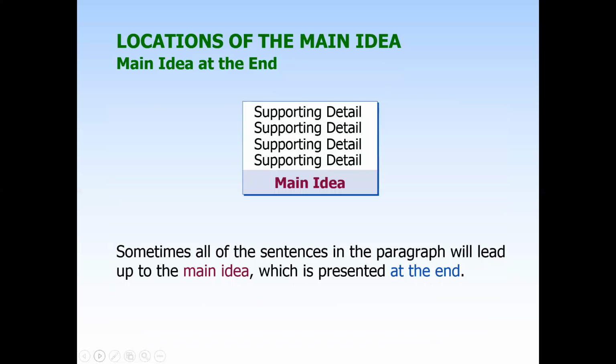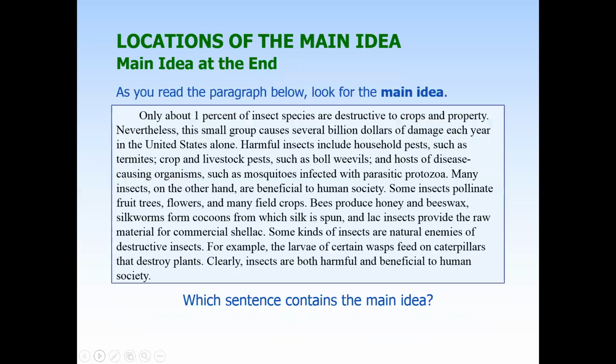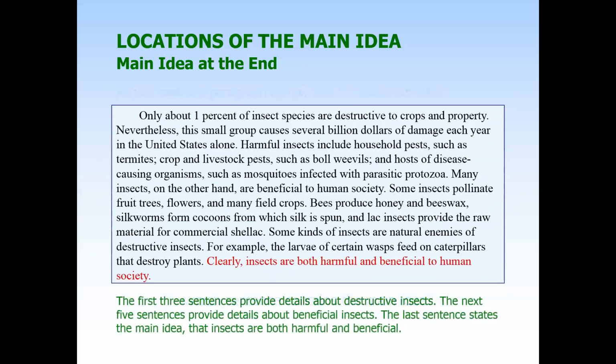Sometimes an idea can come at the end of the paragraph or at the end of an essay. They give you a lot of information, and then they tell you the main idea or the key point that the author wanted to make to you. As you can guess, this one's going to come at the end of the paragraph, but go ahead and press pause, read the paragraph, and then figure out which sentence contains the main idea. Clearly, insects are both harmful and beneficial to human society. They've listed their reasons, then they've told you their point at the very end.